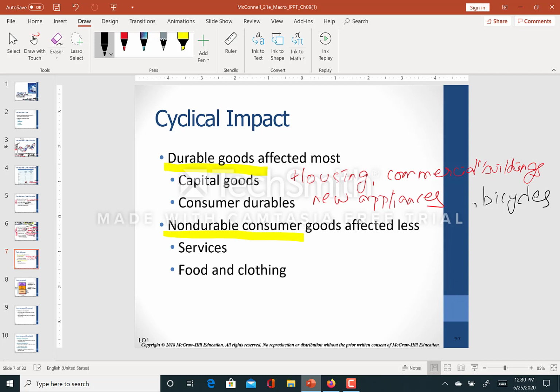So durable goods are really affected if we are in a recession, but on the contrary, people are going to need non-durable consumer goods. Examples are services like medical and legal. We cannot really forego these essential services no matter if we are in a recession or in an expansionary phase. And also food and clothing. We can't really forego food and clothing. So these non-durable goods are hardly affected by business cycles.